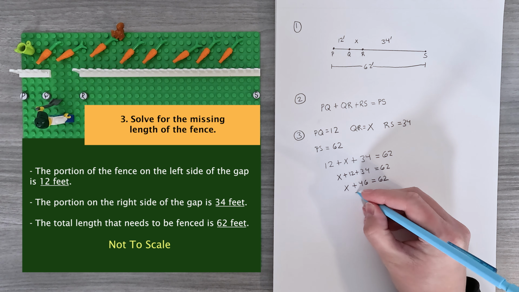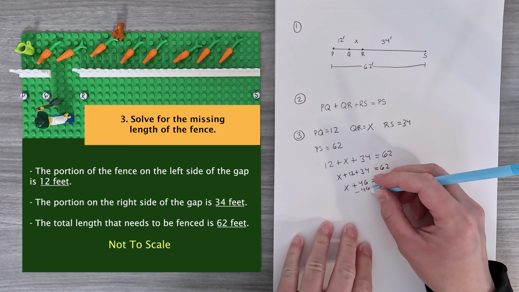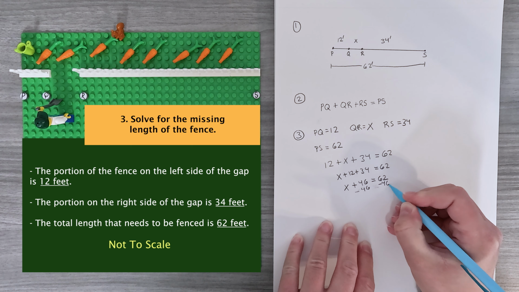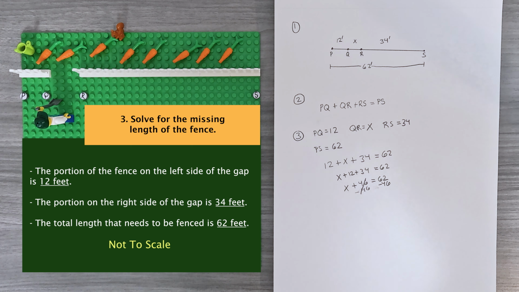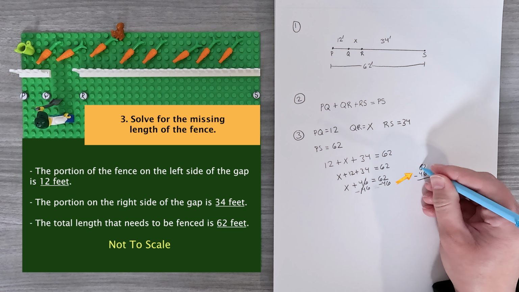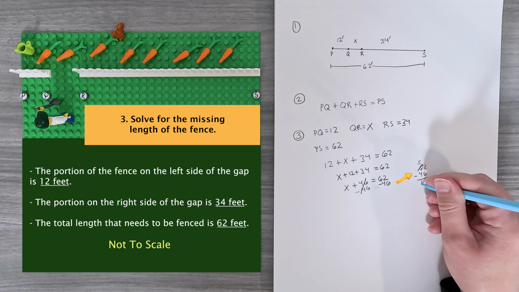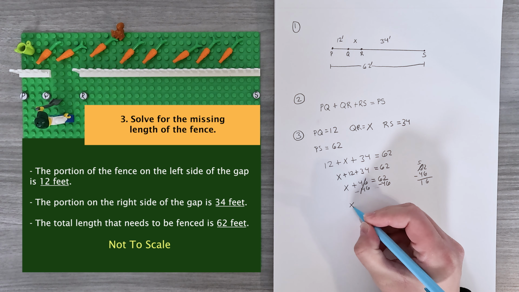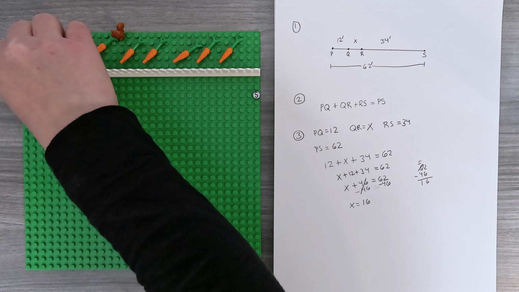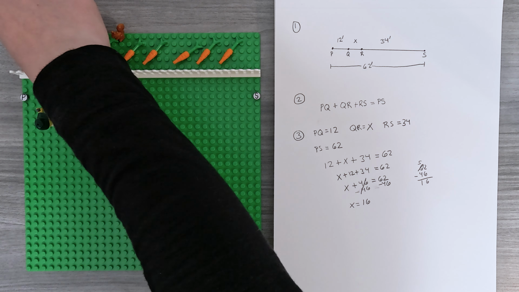We subtract 46 from both sides. This will go to 0. And then 62 minus 46. So we're going to have to borrow 1 from here. 12 minus 6 is 6. 5 minus 4 is 1. 16. So we get that X equals 16 feet. So we add 16 feet here, and the fence is complete.